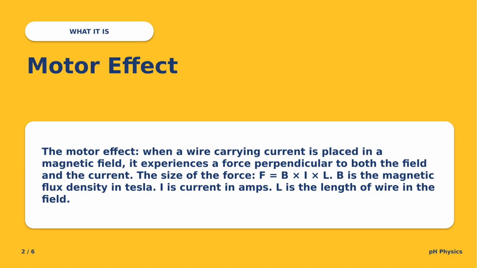The motor effect. When a wire carrying current is placed in a magnetic field, it experiences a force perpendicular to both the field and the current. The size of the force, F, equals B times I times L, where B is the magnetic flux density in Tesla, I is current in amps, and L is the length of wire in the field.